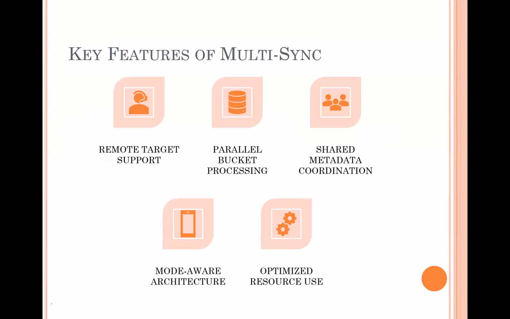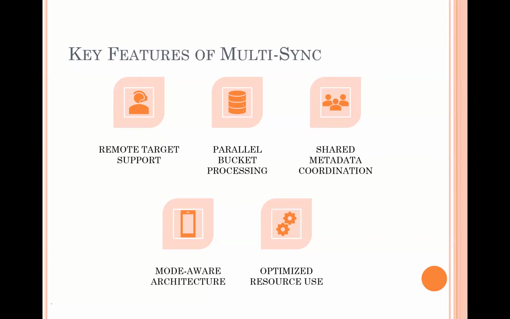Now I will briefly highlight the key features of Multisync. First, it supports three structured synchronization modes: one-to-one, many-to-one, and many-to-many. Second, it supports remote synchronization, overcoming the local-only limitation of MSRSync. Third, it implements parallel bucket-based file partitioning, where large datasets are divided and transferred concurrently to improve performance. Fourth, it introduces shared metadata coordination, which manages synchronization information across multiple nodes. Finally, Multisync ensures efficient resource utilization by distributing the workloads across multiple parallel processes.